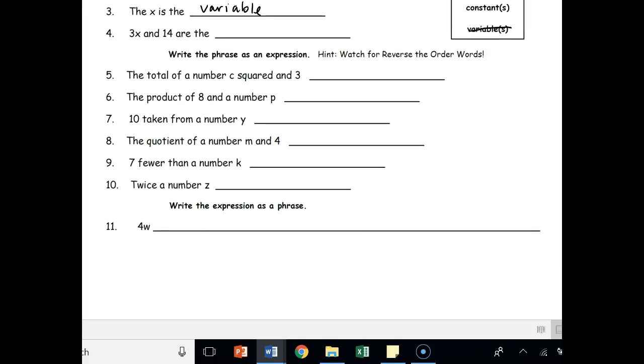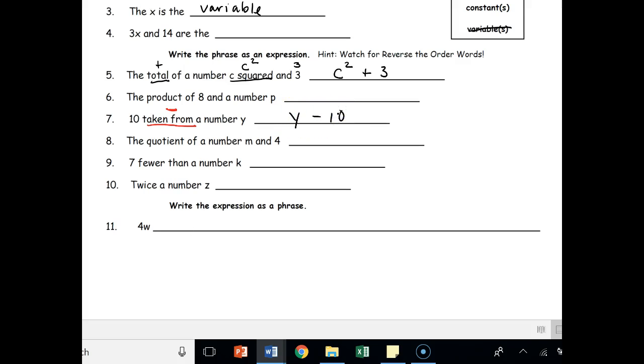And then on 5 through 11, again, we're just writing these word phrases into algebraic expressions. So it says the total of a number c squared and 3. So total means addition. C squared is c squared, and 3 is simply 3. So I need to add c squared plus 3. Number 10. 10 taken from a number. I'm going to underline this in red because taken from, you need to switch, right? It's a reverse order one. So it's not 10 minus y, but it's y minus 10.